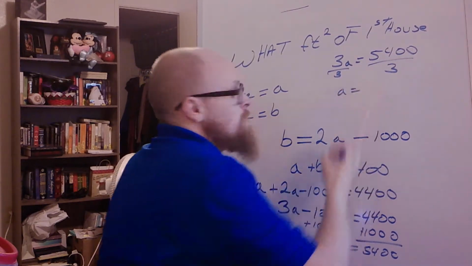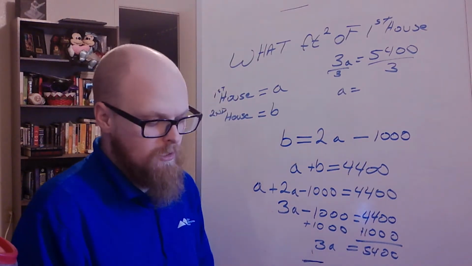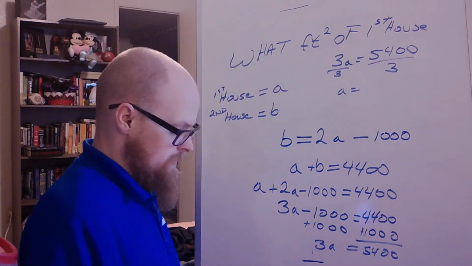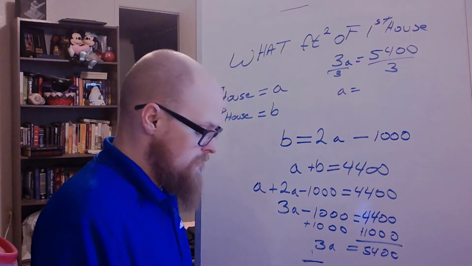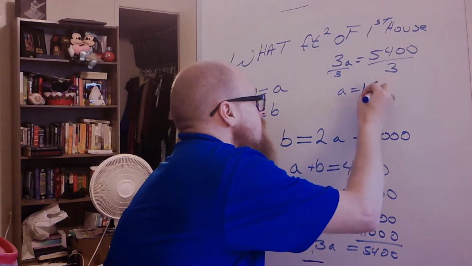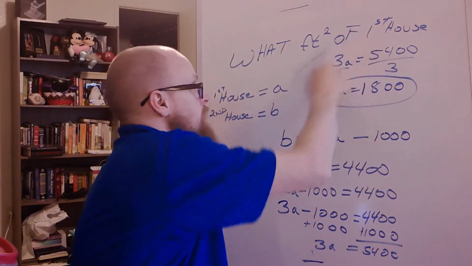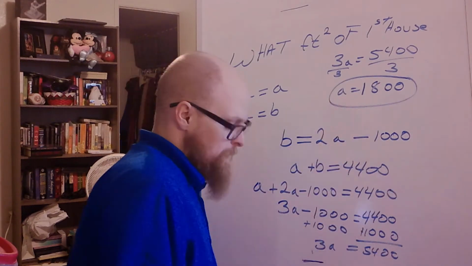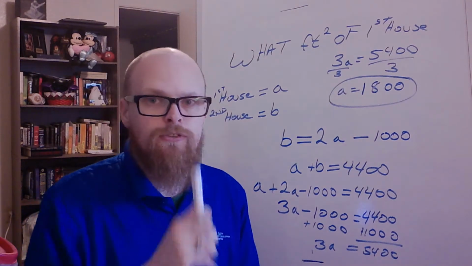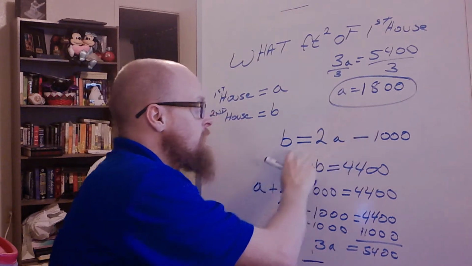Divide both sides by 3. And A is going to equal a very large number. You can do it long form if you need to. It's good practice. I, however, am going to use my calculator. It's going to come out to 1,800. And that is your answer. First house is A. That's all that we got was A. So it's going to be 1,800. In this case, make sure you note it's 1,800 what? 1,800 square feet.